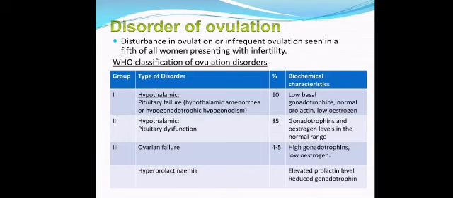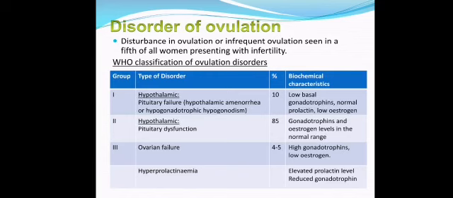Now this is the slide which shows the further causes of anovulation or the anovulatory disorders. WHO categorized the anovulation into three major groups. The first group is the hypothalamic pituitary failure. It is a cause of anovulation in 10% of the women who are having a problem of anovulation. On the biochemical characteristics, there would be low gonadotropin level, the prolactin level would be normal, and the estrogen level would be low.